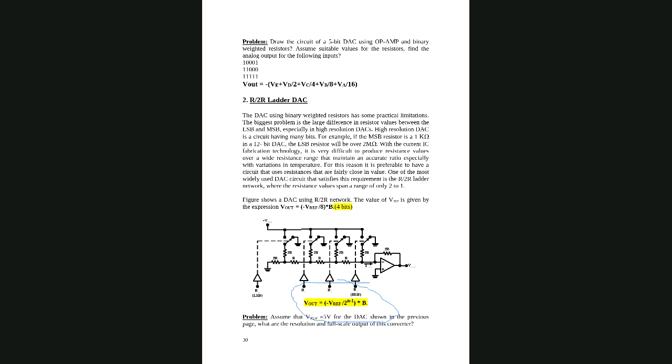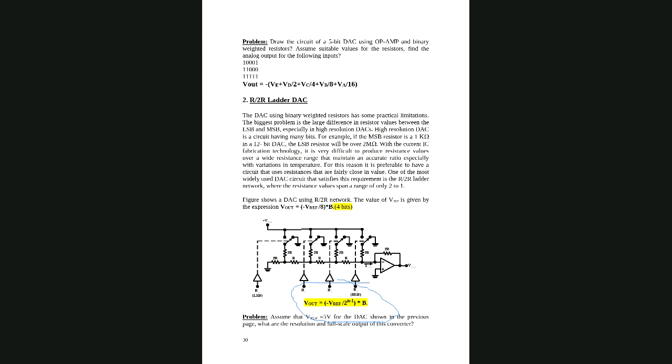The formula is V out equals minus V reference over 2 to the power n minus 1, all together, times B. Clear? What is B? B is the binary input, n is the number of bits. Now for full scale, tell me guys, what will be B? B will be 1111, right? Which is 15. Am I right or not?